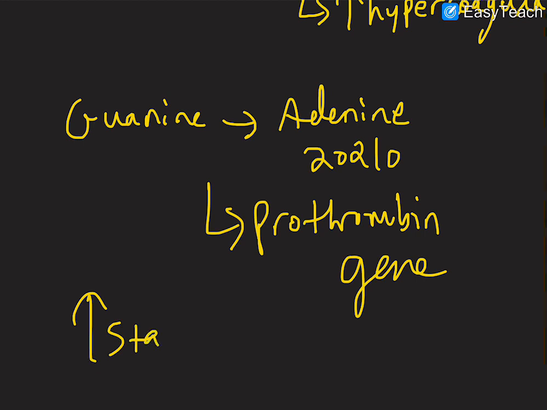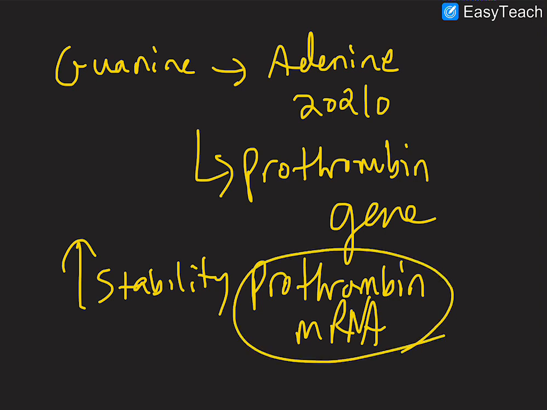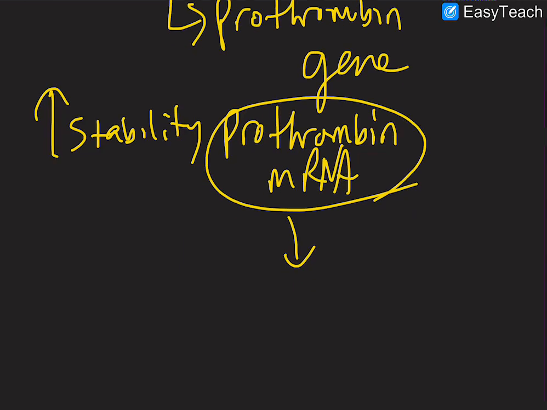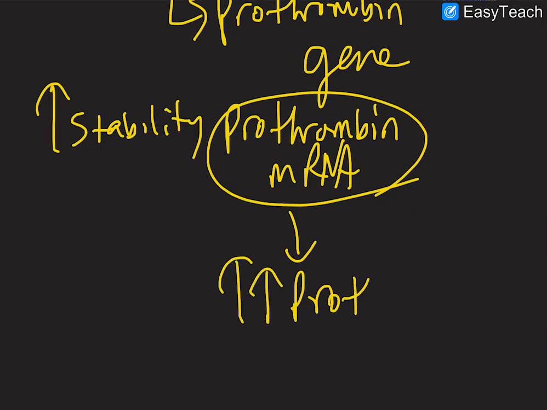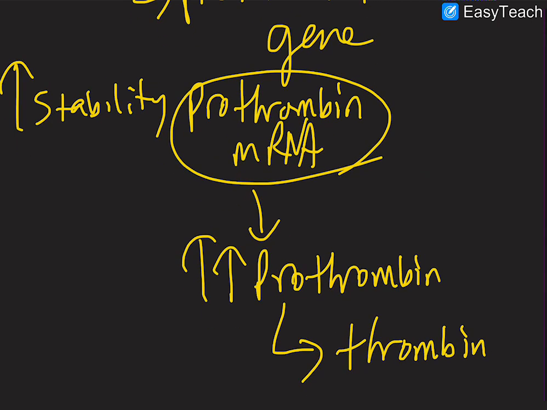So the stability of prothrombin mRNA increases, which means, and we know what mRNA does, right? We translate mRNA to protein. So that means you get more prothrombin production in prothrombin 20210A. So if you get a lot more prothrombin levels in your plasma, prothrombin can get converted into thrombin, and we know that can lead to clot formation. So in this disease, you form clots, right? You're in a hypercoagulable state.